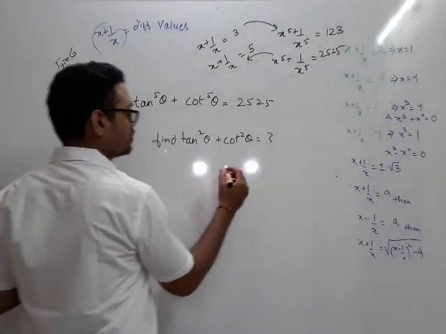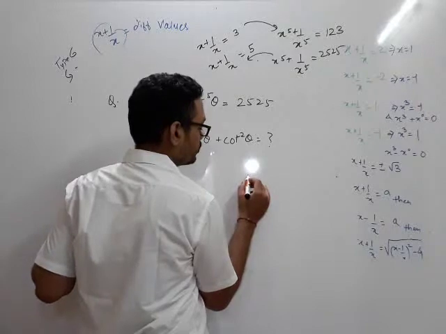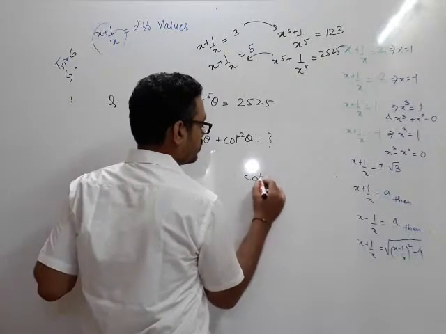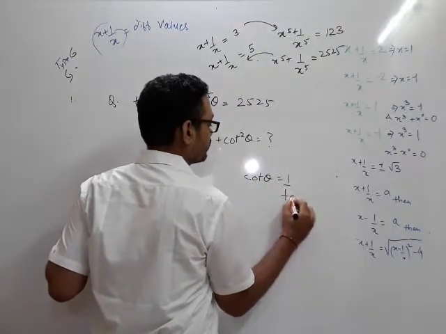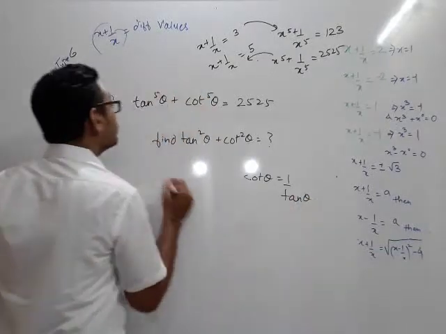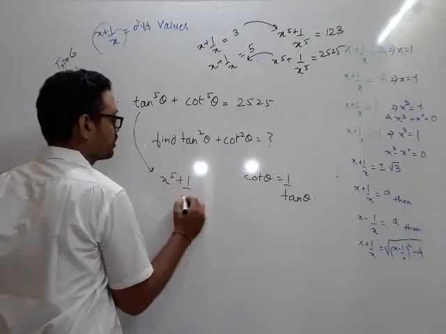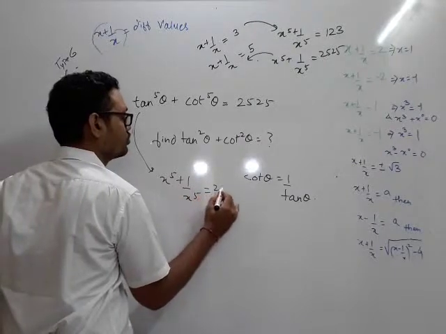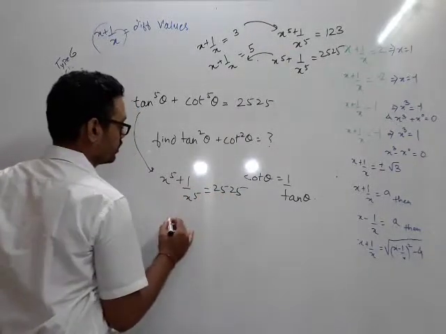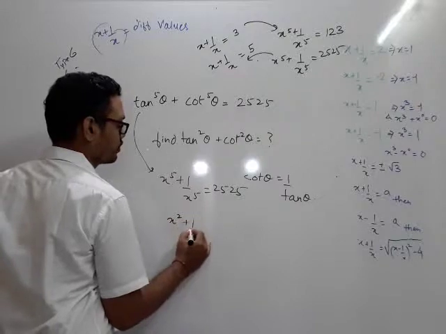We know that this is again just like sine and cosec. Cot theta is 1 by tan theta. So it is nothing else. They have given x raised to 5 plus 1 upon x raised to 5 is 2525. They have asked what will be x square plus 1 upon x square.